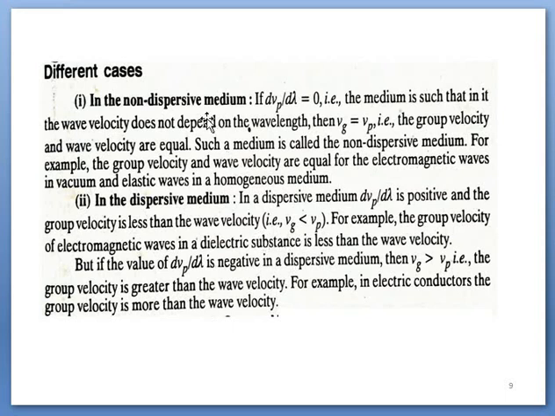So, depending on the medium, the velocities may be equal or may differ. If they are equal, this type of situation is obtained. If they differ, then Vg may be less than Vp or greater than Vp, and it will be positive or negative. It depends on the medium.